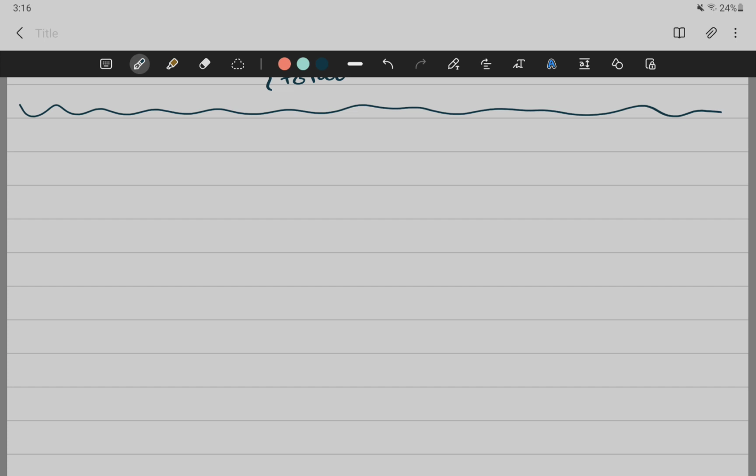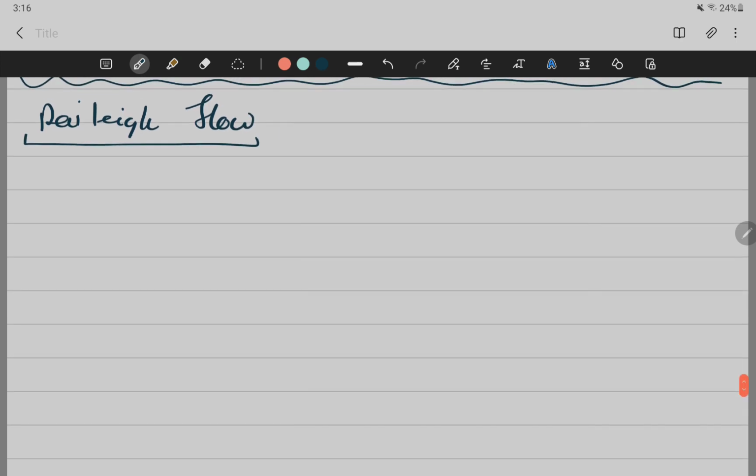Let's go back to the Rayleigh flow. I want to talk about the Rayleigh flow as well. So we have already talked about the convergent-divergent nozzle.